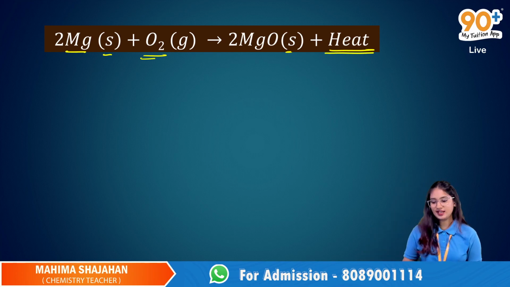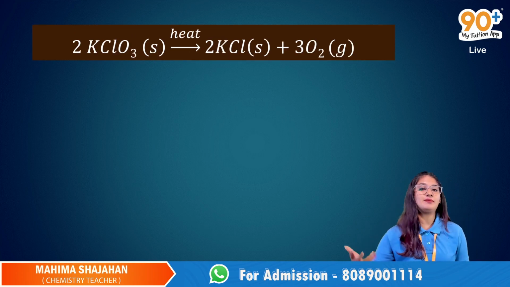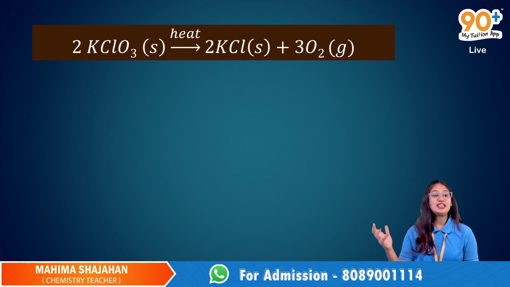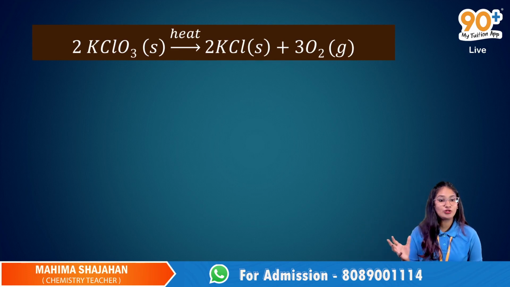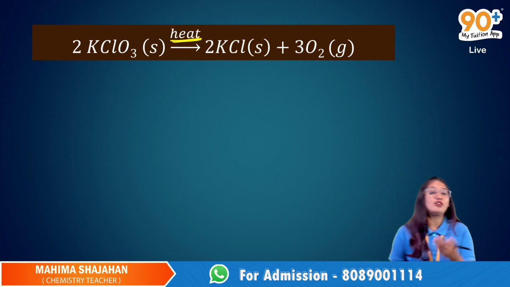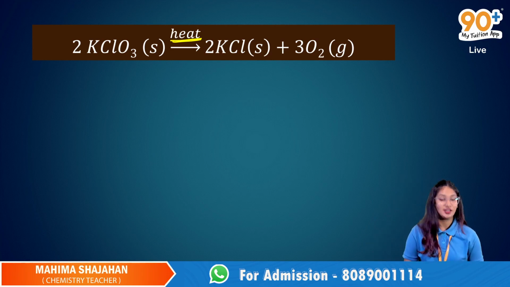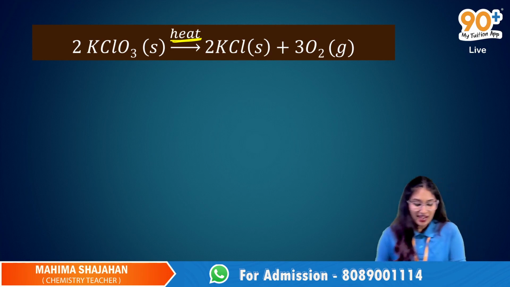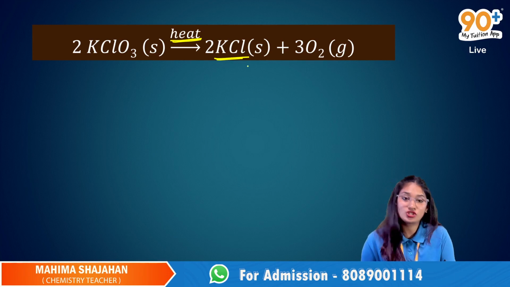Clear? Yeah, that's it. Another example is KClO3 heating. Okay, KClO3 is in solid state. We are heating it. We are providing extra information. When we heated it, what did I get? I got KCl, which is in solid state, and I got oxygen gas, which is in gaseous state.